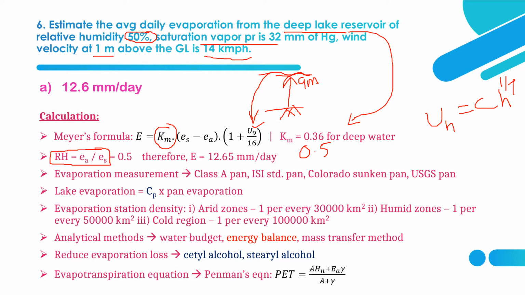So therefore we can calculate the value of EA, because they have given the value of saturation vapor pressure. ES is 32 mm. Then what is EA? Just substitute here so that we can get the value of EA. So we have ES, EA, Km, and also U9. The U9 value is not given because we have only the velocity 1 meter above the ground level. So by using this relation we can get the value of U9. How? U1 divided by U9 equals H1 divided by H9 power 1 by 7. What is H9? Actually, this is 1 and this is 9.